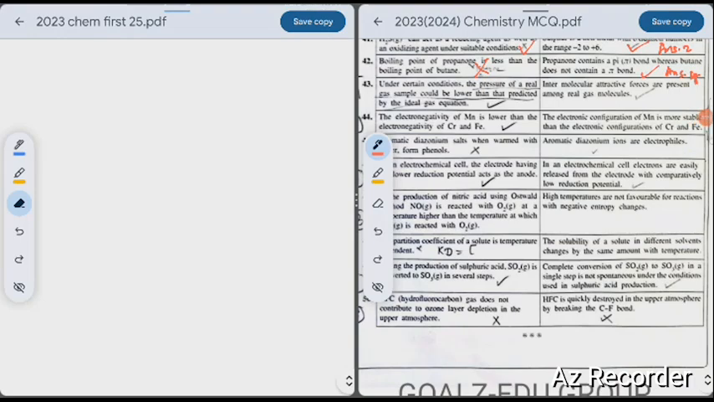So first one, it says under certain conditions, pressure of real gas sample can be lower than the predicted ideal gas equation. Now we know ideal gases have negligible intermolecular interactions, or we can consider they have no intermolecular interactions. But real gases have some amount of intermolecular interactions, right? Therefore, the pressure of a real gas sample can be lower than that of the ideal gas equation.